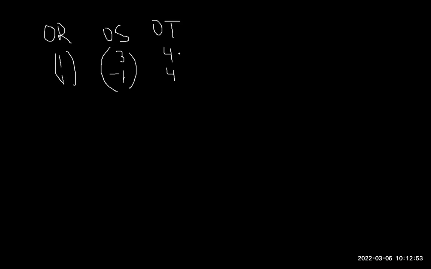They gave you OR, OS, OT. And they told you that the vector OR is represented by the column vector 1, 1. This one, OS, is 3, minus 1. And then they told you OT is 4, 4. So those are the 3 vectors they gave me, right? And they want me to find the length of the hypotenuse of this triangle.